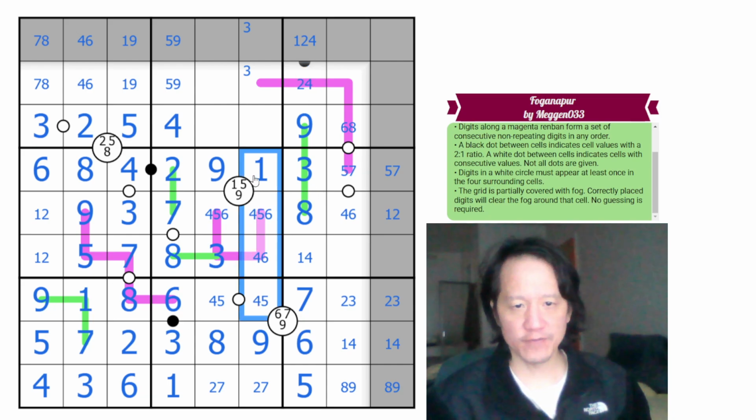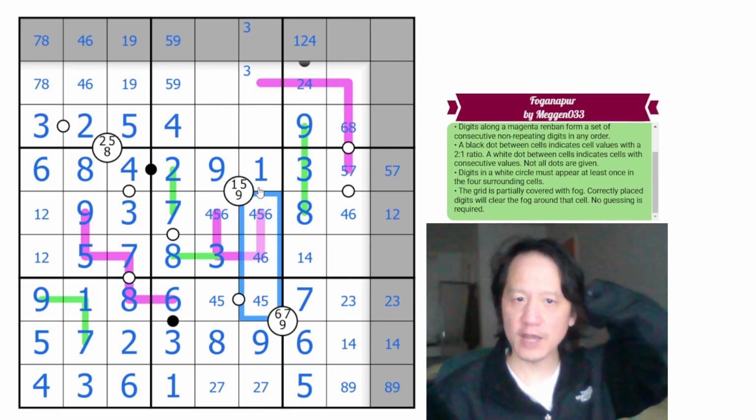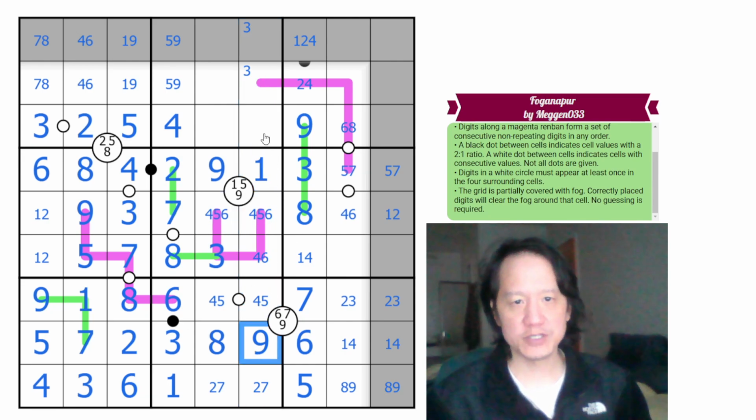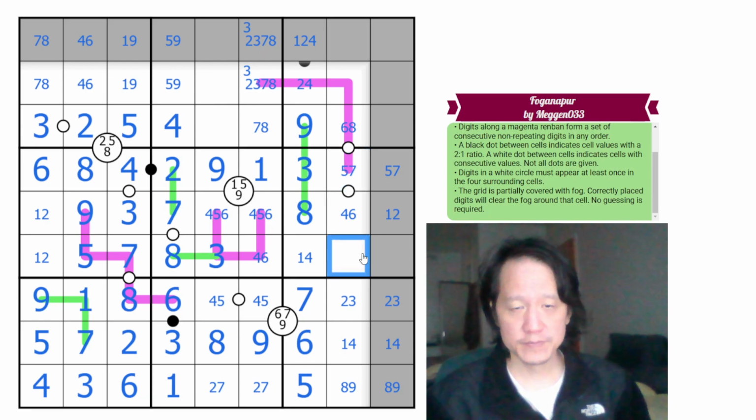Again, this cannot be 4, 5, or 6 in column 6 because we have a 4, 5, 6 triplet here. And we have a 1 and a 9, so the rest of the column must be 2, 3, 7, and 8. But this can't be 2 or 3, this is 7 or 8. This could be 2, could be 3, it could be 7 or 8, actually. All of those are still valid.